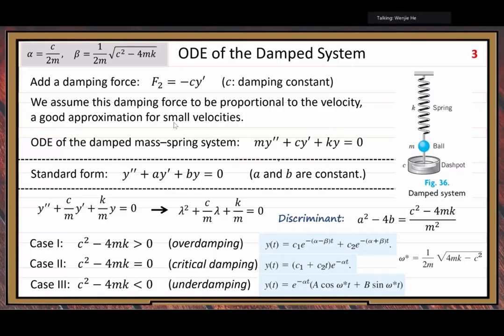So you can see, it's slightly different from that beta, so we will rather use another symbol, omega star. In this way, you can also solve that damped system. Not too hard, but when you do the calculation, you need to be very careful.